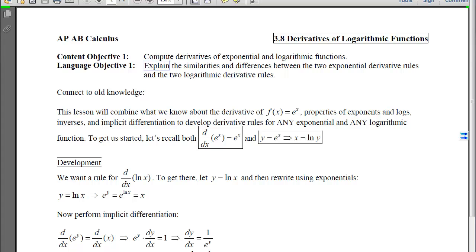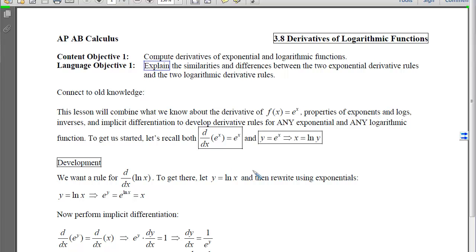That means we're getting after 4 different rules in this objective. So in order to do that, we're first going to connect to our old knowledge. We're going to combine what we know about the derivative of e to the x, the old properties of exponents and logs that we learned last year and in Algebra 2. We're going to remember what we know about inverses, and we're going to use implicit differentiation. So we're going to put that all together to develop rules for any exponential and any log function.